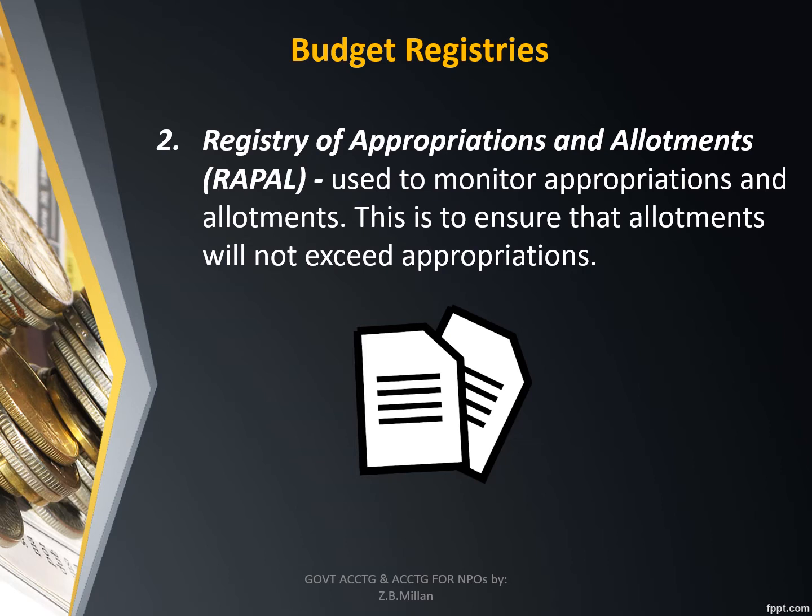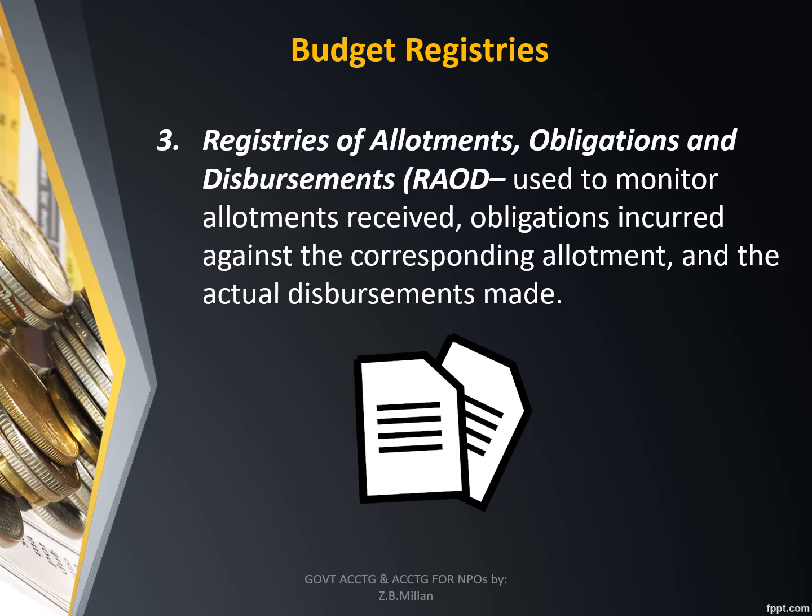So, itong Registry of Appropriations and Allotment, this is the monitoring tool para makita na mamonitor na hindi nag-exceed yung ating allotment based doon sa ating available appropriation. So next, we have the registries of allotments, obligations, and disbursement. So this registry is used to monitor allotments received, obligations incurred against the corresponding allotment, and the actual disbursement made. So this is to ensure that obligations will not exceed allotments, while actual disbursement will not exceed the obligations incurred.